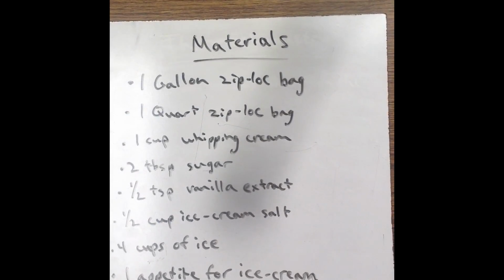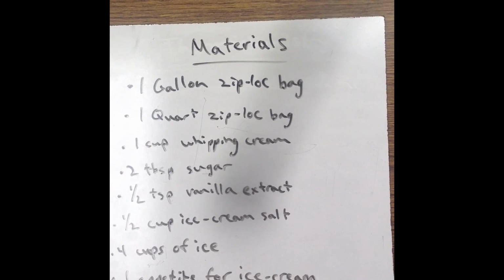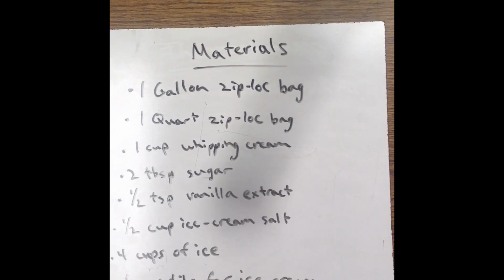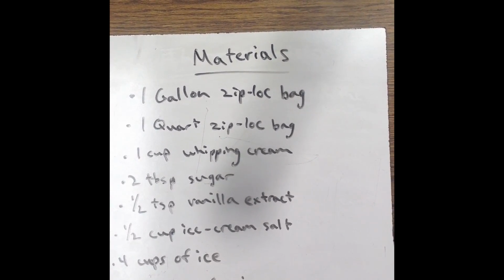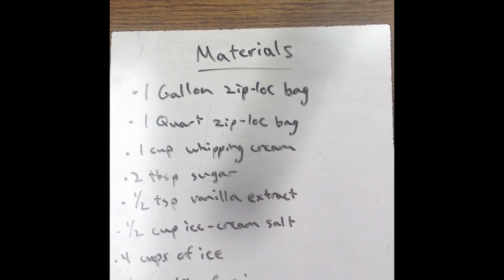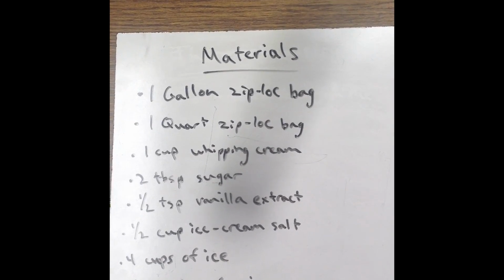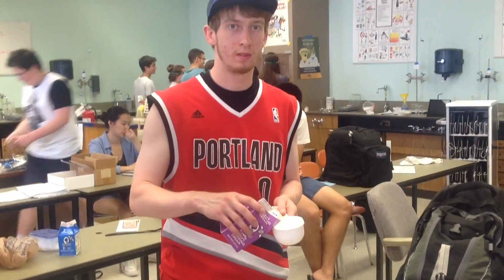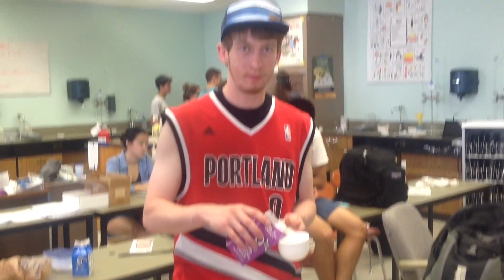For the materials we need: 1 gallon Ziploc bag, 1 quart Ziploc bag, 1 cup of whipping cream, 2 tablespoons of sugar, 1/2 teaspoon of vanilla extract, 1/2 cup of ice cream salt, 4 cups of ice, and 1 delicious appetite for ice cream. Without further ado, let's make some ice cream. So we're adding 1 cup or 1/2 cup? 1 cup of whipping cream.